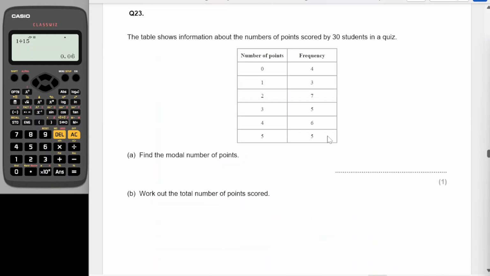Question 23. The table shows information about the number of points scored by 30 students in a quiz. Find the modal number of points. So the mode is determined by the greatest frequency, which would be 7, and that would be 2. So the modal point score is 2. Work out the total number of points scored, so we're multiplying these and adding them together. So we don't need to do 0 times 4. 1 times 3 plus 2 times 7 plus 3 times 5 plus 4 times 6 plus 5 times 5. So that's 81.